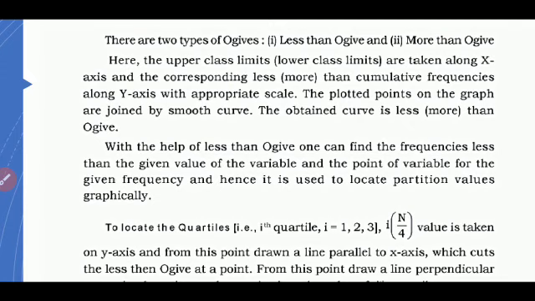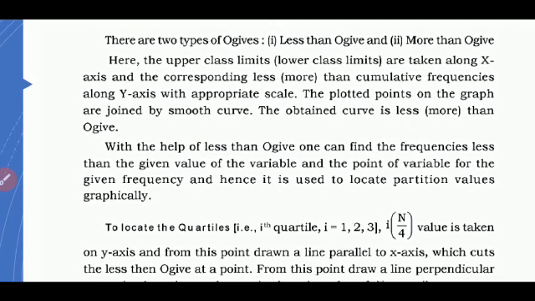You locate the class intervals along the x-axis, and along the y-axis you write the cumulative frequencies. You take a suitable scale of your choice, and when you draw less than and more than ogive, the point of intersection, when you draw a perpendicular to the x-axis, is how you calculate the median. You will understand best with the help of a diagram, a graph or an example.